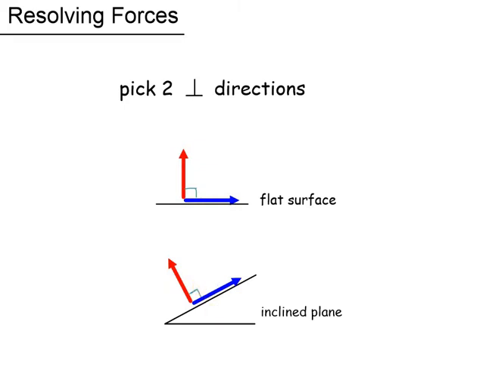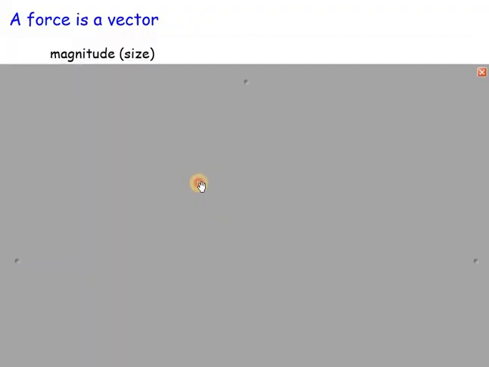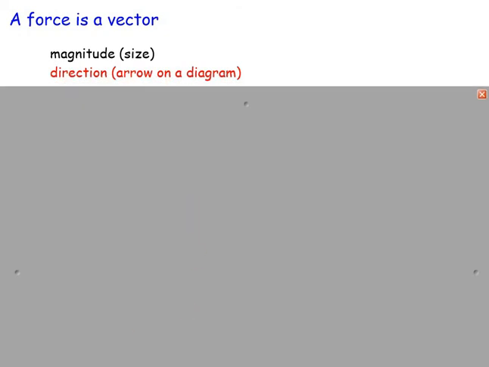And resolving a force means we're going to break it down into two component forces at right angles to each other. A force is a vector, so it has magnitude, the size of the force, and direction. On a diagram, the direction is given by the arrow. In an equation, we use signs, plus or minus signs.